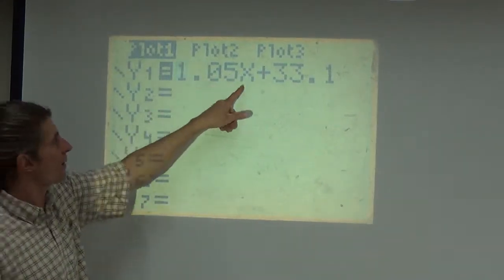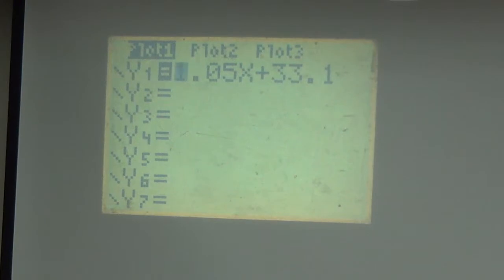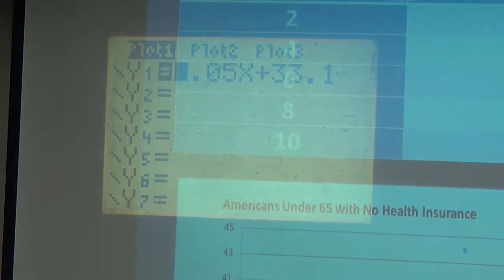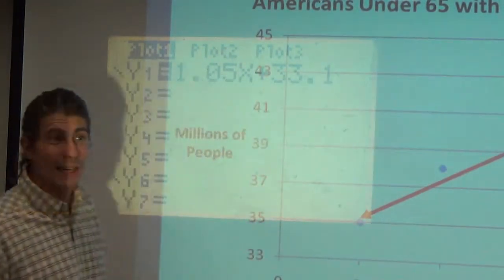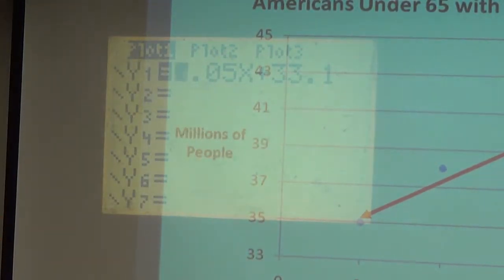So 1.05x plus 33.1. Let's put the overhead back on, go over to this graph here. Same exact equation that Excel gave us. Excel does the exact same thing. I'll have you find the best fit equations for your next exam in Excel, which is way more fun and way more probably common than using your TI.